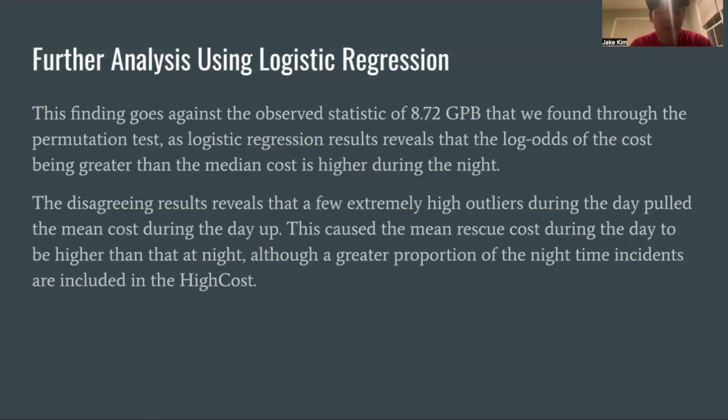The finding in the logistic regression actually goes against the observed statistic because the observed statistic showed that the mean cost was higher during the day than nighttime, while the logistic regression showed that the log odds of cost being greater than median cost is higher during the night. The disagreeing results revealed that the few extreme high outliers during the day pulled the mean cost during the day up, and this caused the mean rescue cost during the day to be higher than the mean cost during the night, although a greater proportion of the nighttime incidents are included in the high cost.